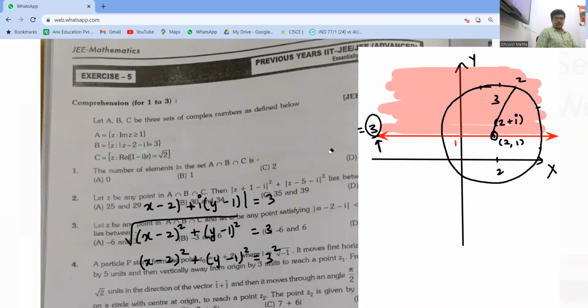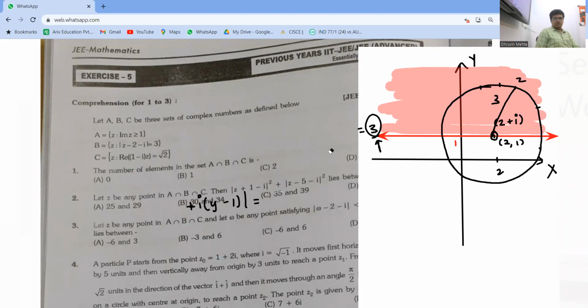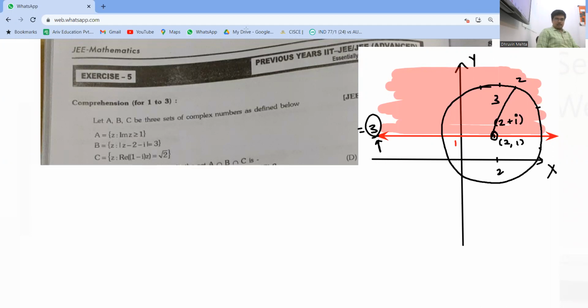I want you to solve this part now. Real part of (1 minus i) into Z is equal to root 2. Okay, solve this. Real part of 1 minus i into Z. First let's calculate (1 minus i) into Z. So we have 1 minus i, Z is x plus iy. Let's expand it fully, so this will be x plus iy minus xi minus i square y. So this becomes x.